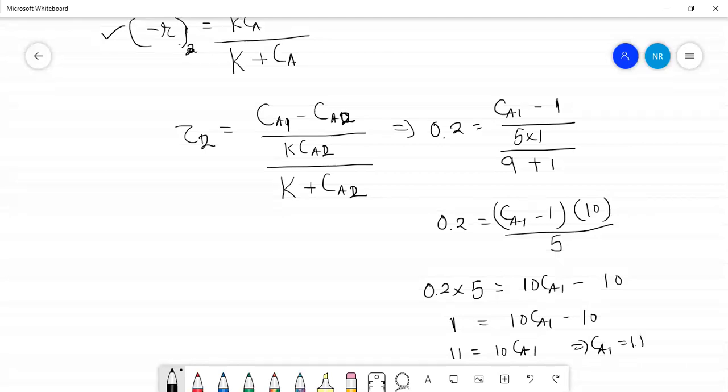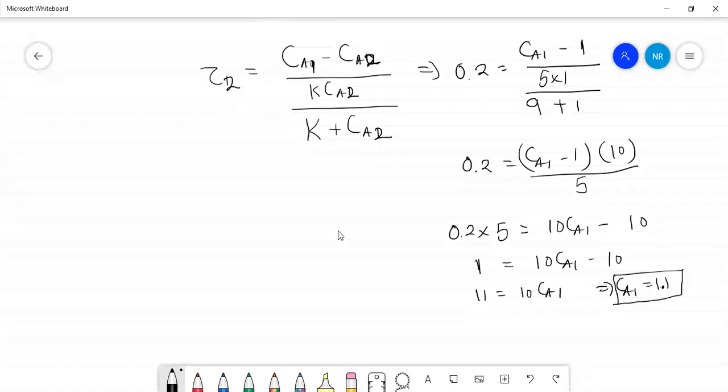Let's see whether we have the same answer or not. Yes, CA1 is equal to 1.1. Now we have the CA1 value. Using the CA1 value, we can find out the value of CA0. So how can we find it out?